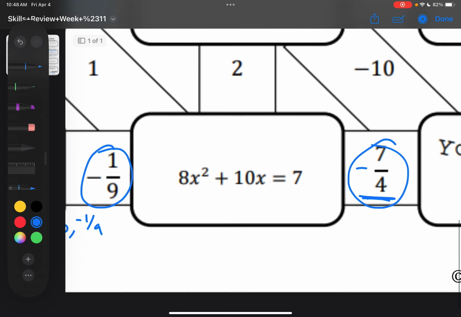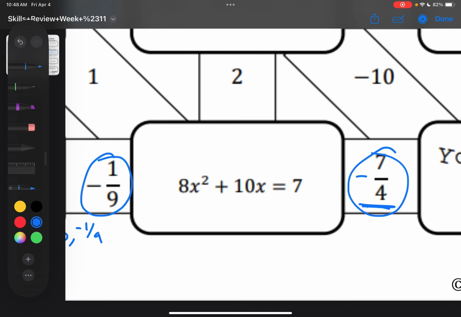Then to our final one. So our final one, again, if you are doing this for practice, it's actually negative 7/4. So don't think you're crazy. So again, we need to get this to 0. The same pattern as before. 8x squared plus 10x minus 7 equals 0. Again, that's getting the 0 on one side. To factor, you need to get it to 0 first. Then next, we're just going to plug in.